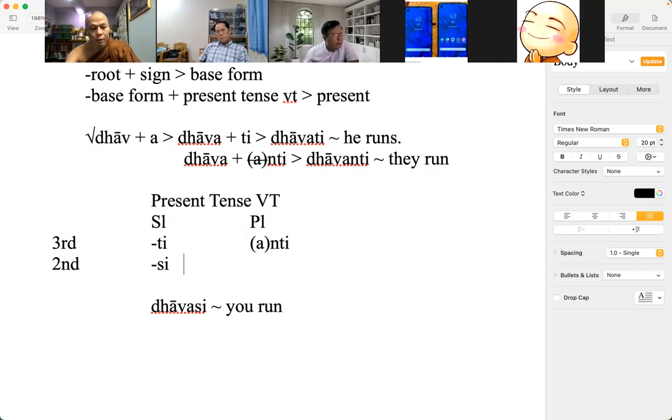And then the same way, the plural sign is ta. So now we have this form, dawata. Okay. So this verb termination is second person plural. That is fine. So dawasi means you singular run, but dawata means you plural run. In English it is the same, but in Pali it is different.